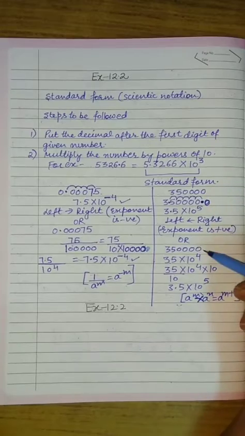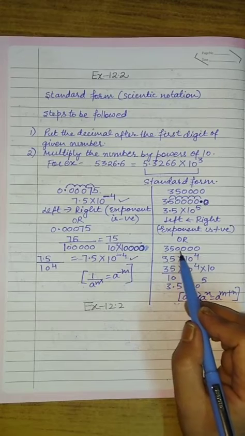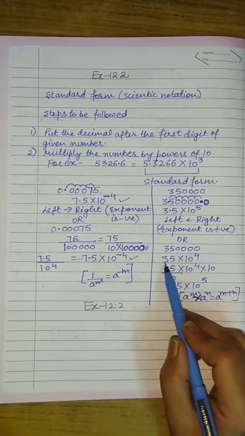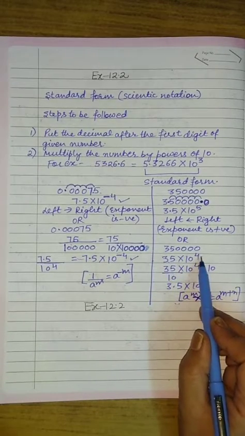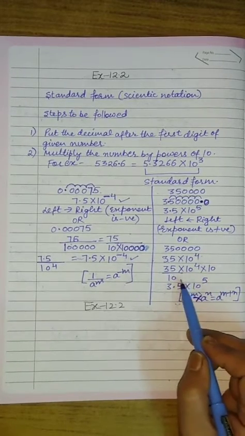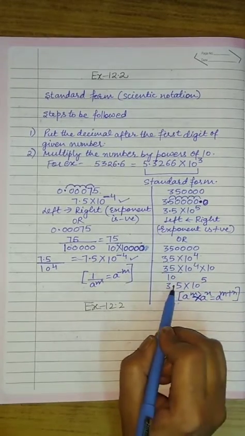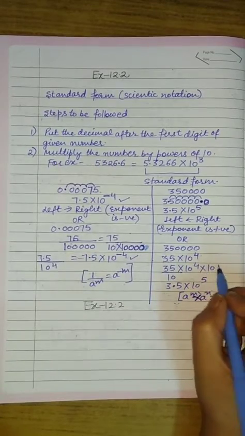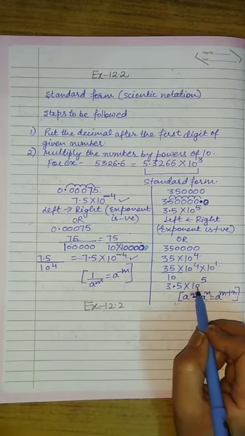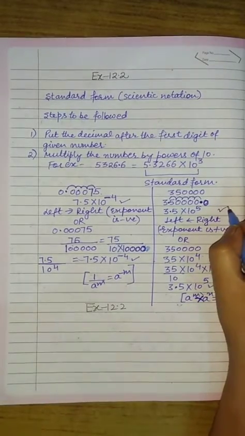I will show this by the other method also. The same number 350000. Now how many zeros are there? 4. 1, 2, 3, 4. So it will be written as 35 into 10 raised to power 4. But I want to put the decimal after 3. So I will multiply and divide the number by 10. So 35 by 10 will become 3.5. And here 10 raised to power 4 and 10 raised to power 1 will become 10 raised to power 4 plus 1, that is 5. So I got the same result as I did by the other method.